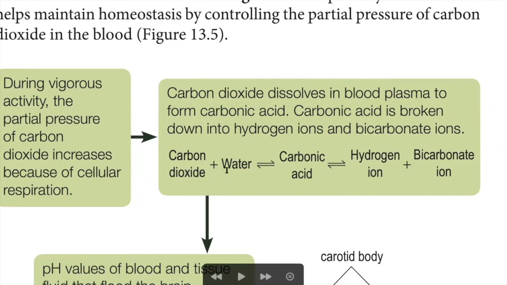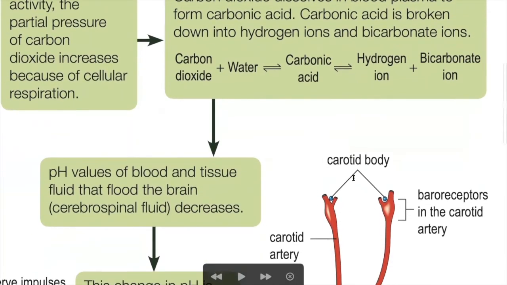Dalam blood plasma ada apa? Ada water. Sebab itulah carbon dioxide dia akan bind with water to form carbonic acid. Carbonic acid ni is not stable. So it will be broken down into hydrogen ion and bicarbonate ion. Boleh faham? Okay, so apa terjadi seterusnya? The pH value of blood and tissue fluid that flow to the brain decrease. Okay, pH value decrease. Maksudnya dia become acid, betul tak? Kan pH rendah kan acid. pH tinggi alkaline, betul tak?